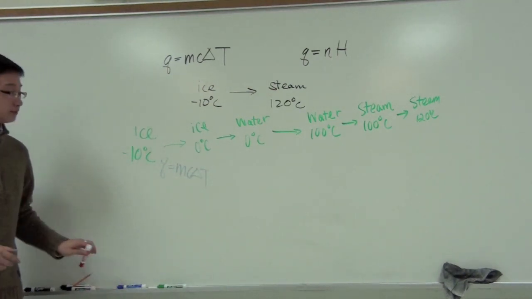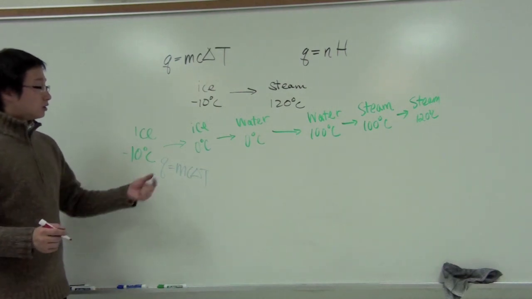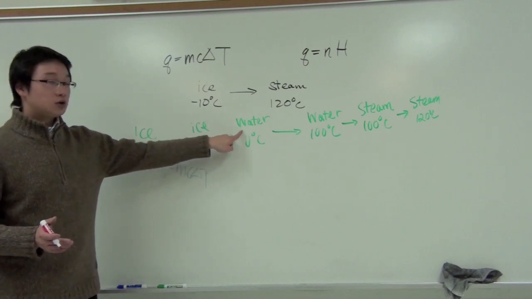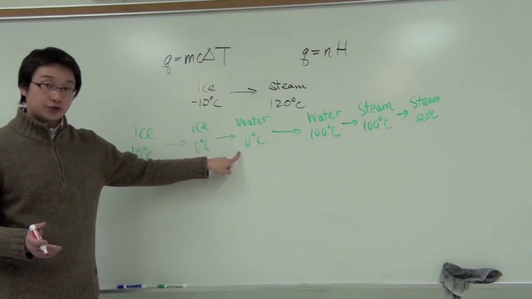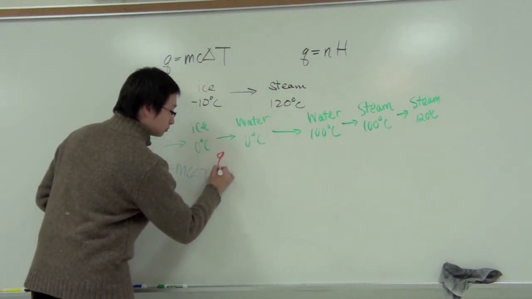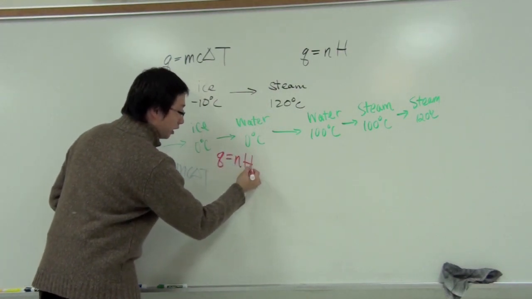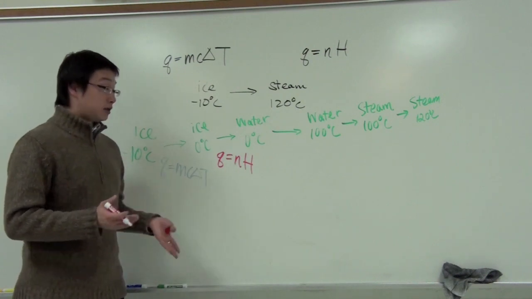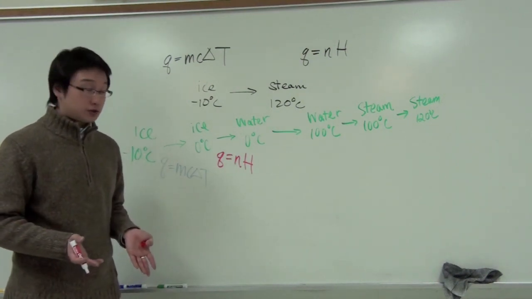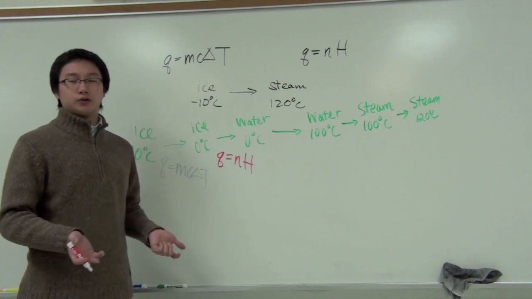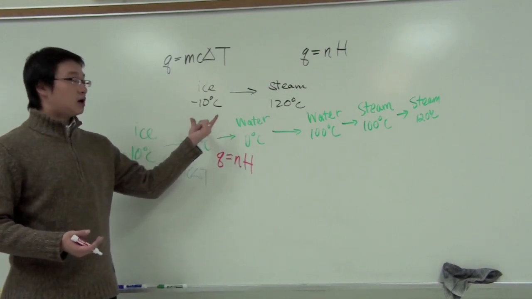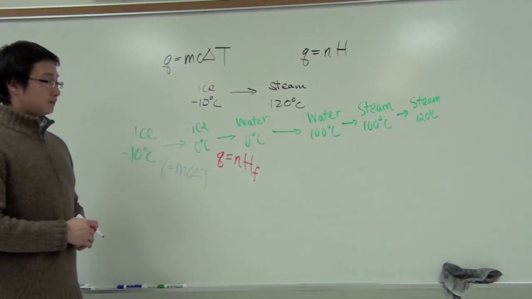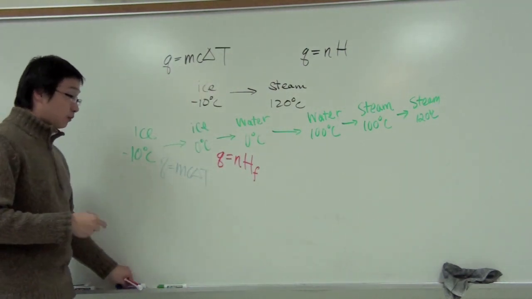Okay, we'll use the other color for the next one. Here we have a change of state from ice to water, and there's no change in temperature. Q = nH. And now, which H do we use? The molar heat of vaporization, or do we use the molar heat of fusion? Well, since it is a change from solid to liquid, we're going to use the fusion. Okay? And then we move on.